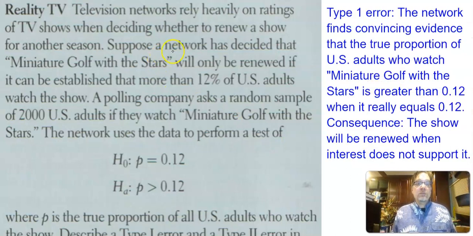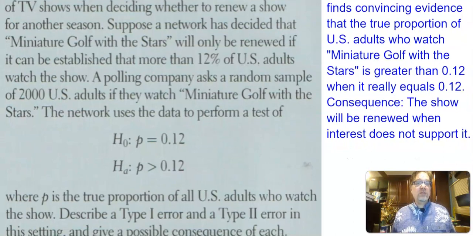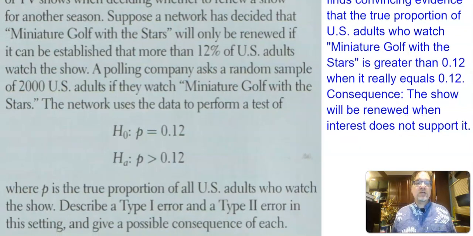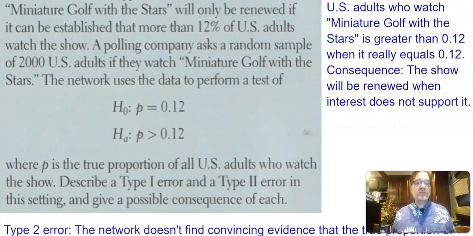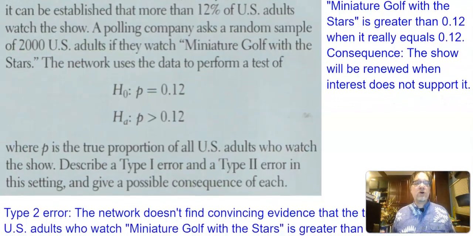Television networks rely heavily on ratings of TV shows when deciding whether to renew a TV show for another season. Suppose a network has decided that Miniature Golf with the Stars will only be renewed if it can be established that more than 12% of U.S. adults watch the show. A polling company asks a random sample of 2,000 U.S. adults if they watch Miniature Golf with the Stars.